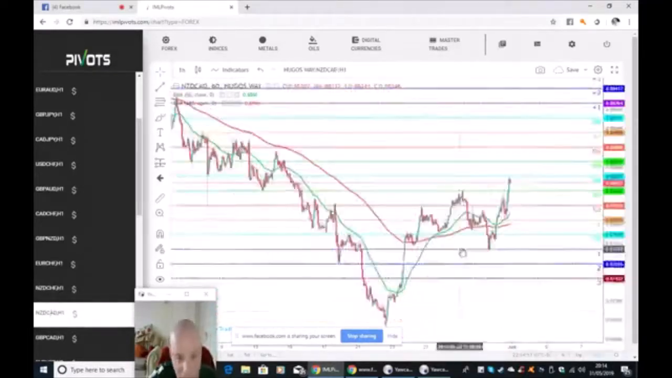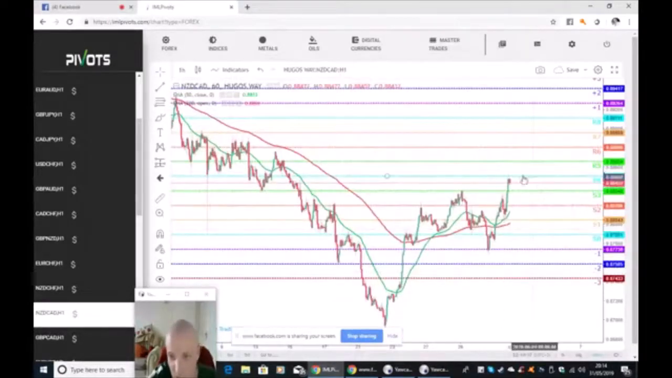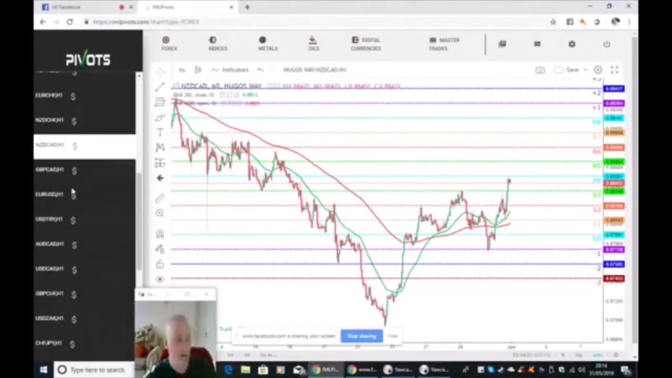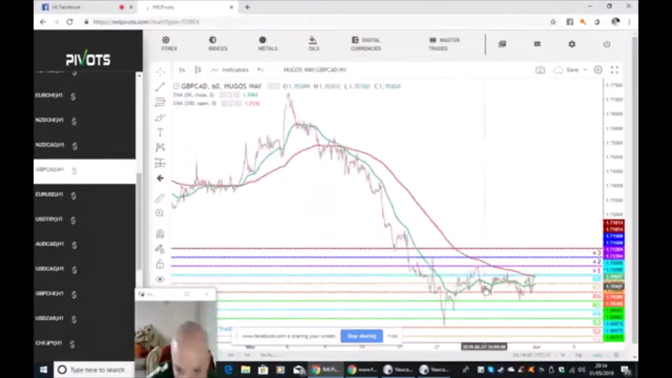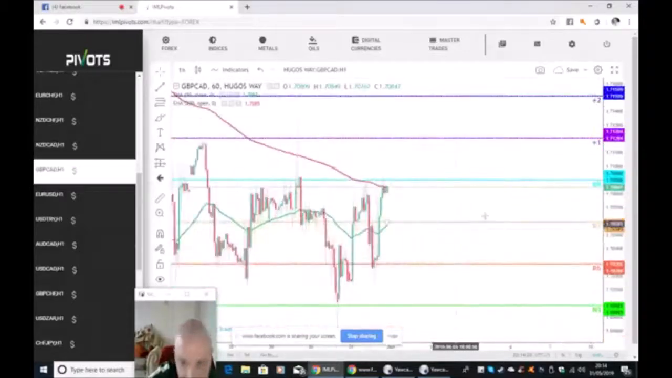NZD CAD. Let's have a look. This one's heading in the middle again. It's not above the R yet. It's not below the S0. There's quite a few call outs on this one as well, guys. GBP CAD. So again, this one will be a watch list one, as we call it, guys. Yeah, it's heading towards the R8, and then we'll be looking to come back down.